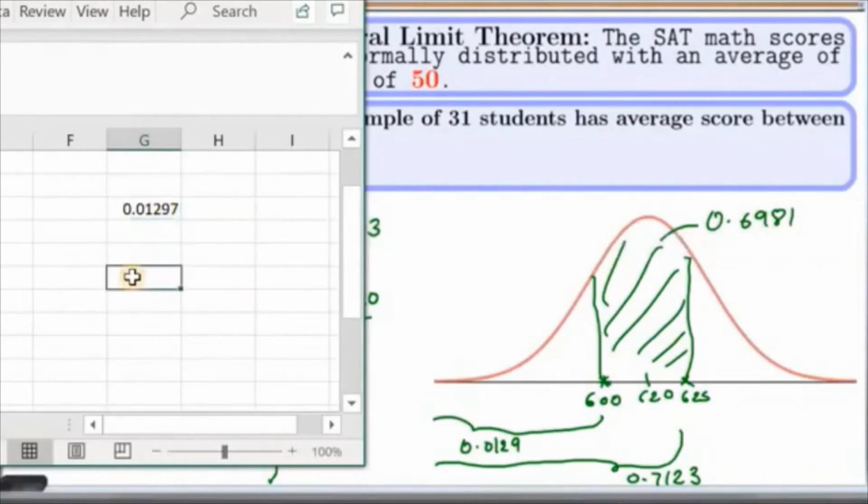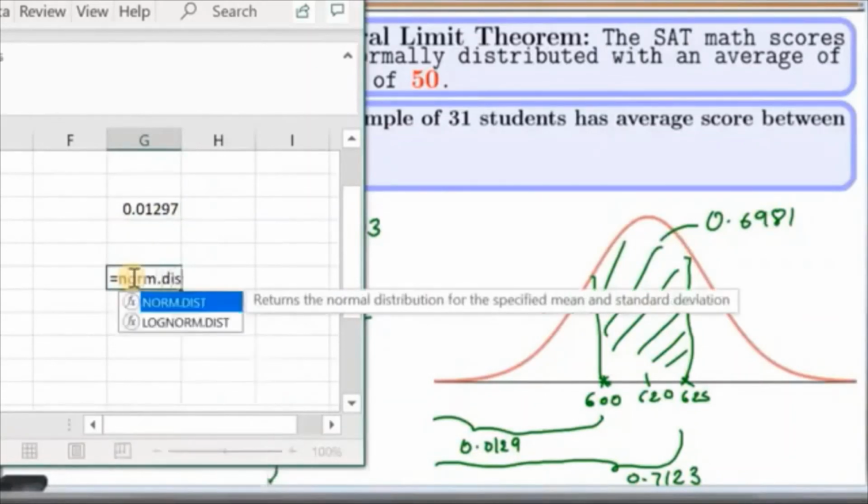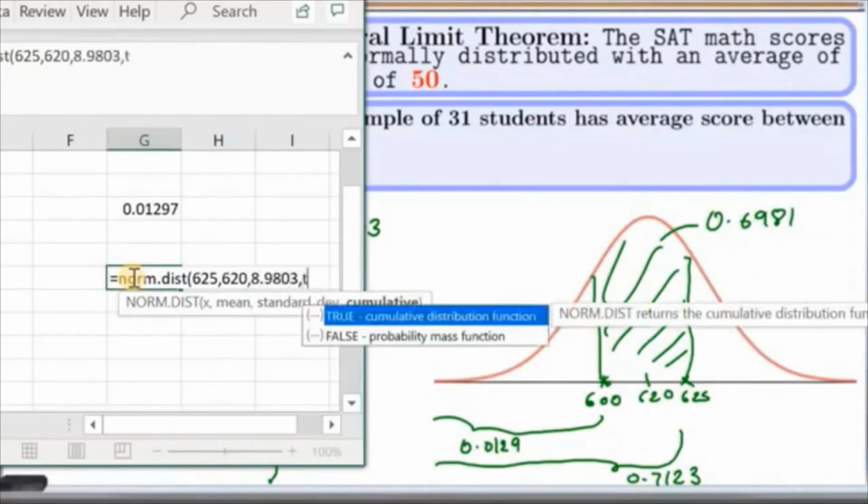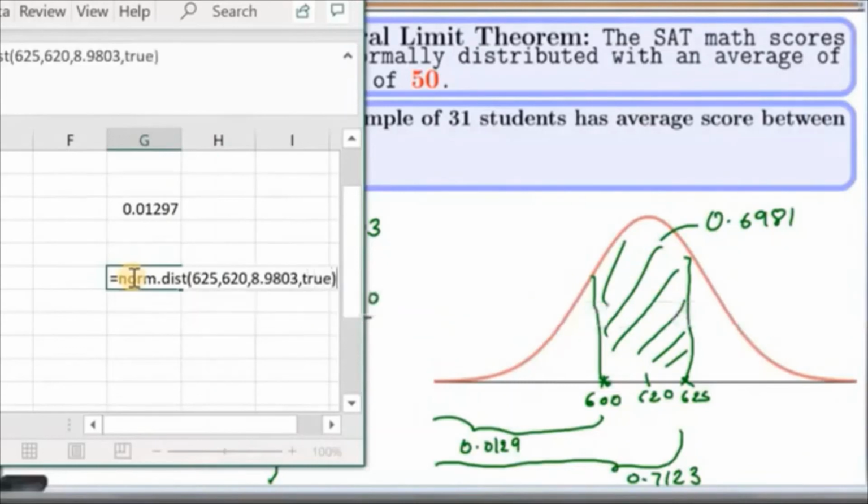Now let's find area to the left of 625. For that, type in equals, then type in norm.dist, then put parentheses. Our x is 625, our mean is 620, our standard deviation is 8.9803, and we can just type true since we are trying to find cumulative area up to 625 and close parenthesis, then hit enter. So this number here is the area to the left of 625. Since we are trying to find area in between, all we need to do is subtract this number from this number. So let's do that.